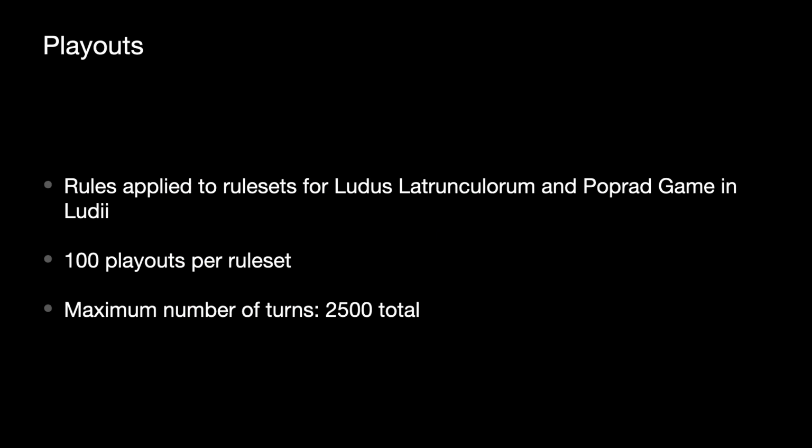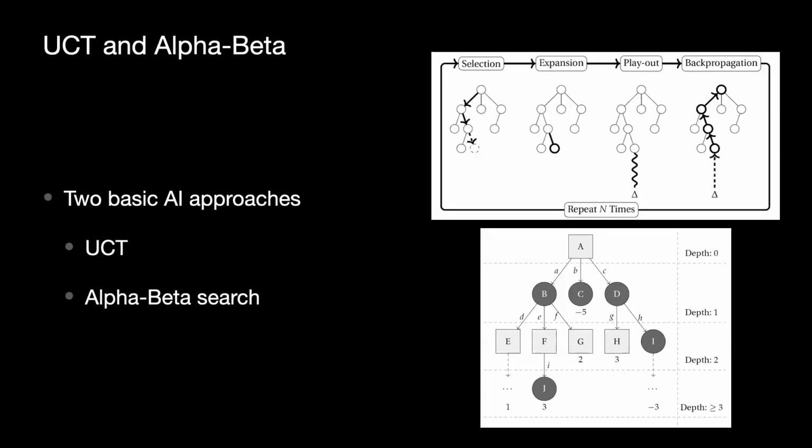We had the AIs play them 100 times per each rule set and board combination, with a maximum number of turns of 2,500, because as we've mentioned, AIs are not like humans, and they will play forever and ever if you let them. So I will hand over to Dennis to talk about the AI aspects of this.